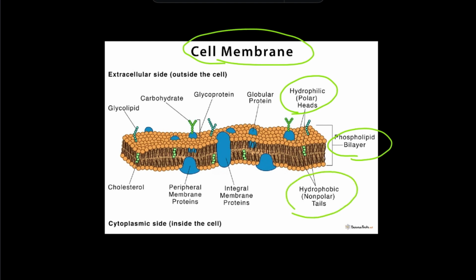In an aqueous environment, the phospholipids arrange themselves into two layers. The hydrophilic heads face the water inside and outside the cell, while the hydrophobic tails point inward toward each other. This arrangement creates a stable barrier that separates the cytoplasm from the extracellular fluid. The membrane is called a mosaic because many different molecules are embedded within it, especially proteins.